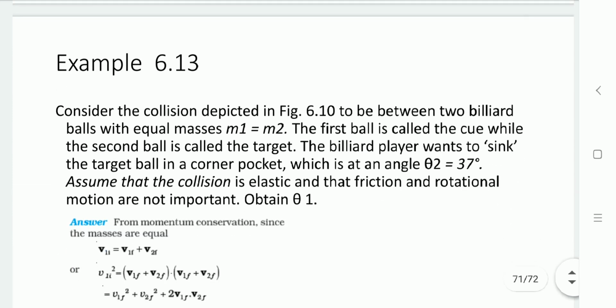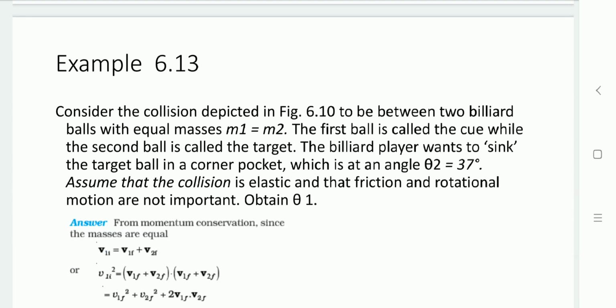Now, regarding that, let us go through an example. Consider the collision depicted in figure 6.10. It is between two billiard balls with equal masses, m1 equal to m2. The first ball is called the cue while the second ball is called the target. The billiard player wants to sink the target ball in a corner pocket which is at an angle theta 2 equal to 37 degrees. Assume that the collision is elastic and that friction and rotational motion are not important.